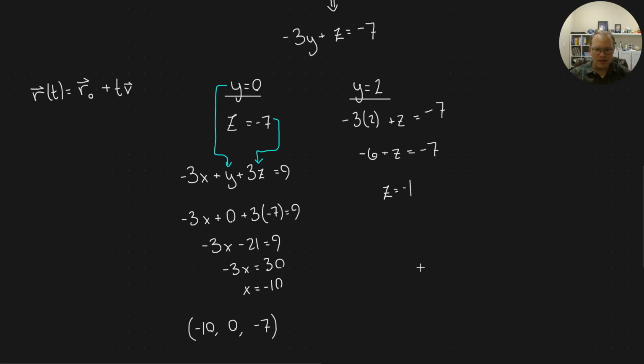Now plug that y and the z into the equation. Negative 3x plus y plus 3z equals 9. Again, I could choose this equation or the other equation for the other point. Either way will work because I've already chosen a y and a z that lies on the line of intersection. And so x is no longer free to choose. Okay, x is predetermined by my choice of y and z.